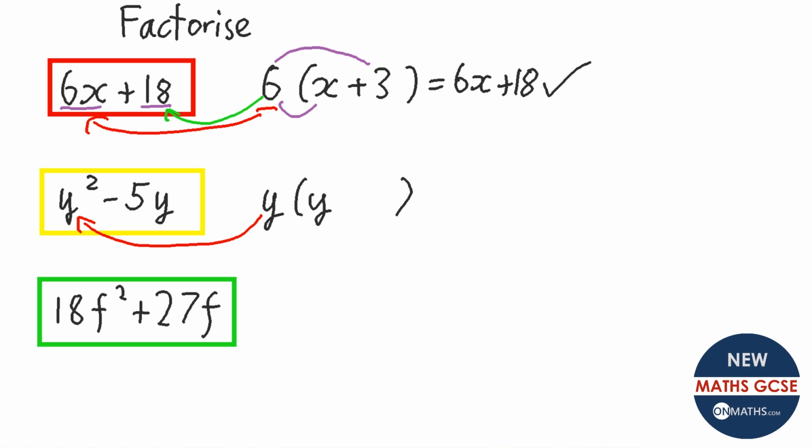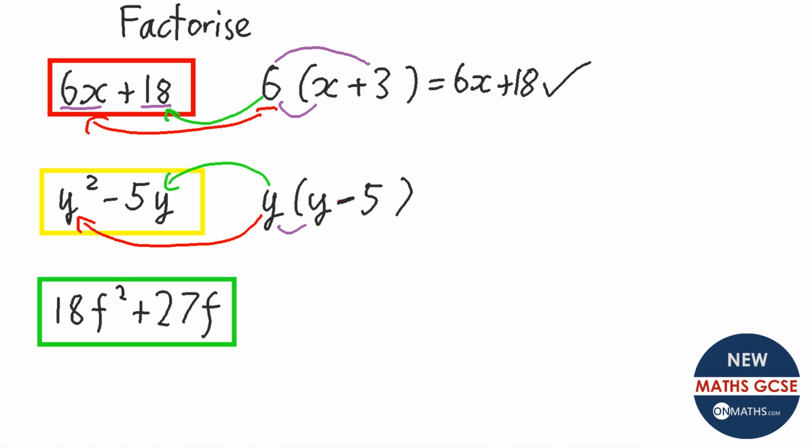Okay. Next thing I ask myself is, what do I times y by to get to this negative 5y? Well, it's going to be a negative. Oh, helps if I have the right colour. It's going to be a negative. And, well, just negative 5. Minus 5 times y is minus 5y.